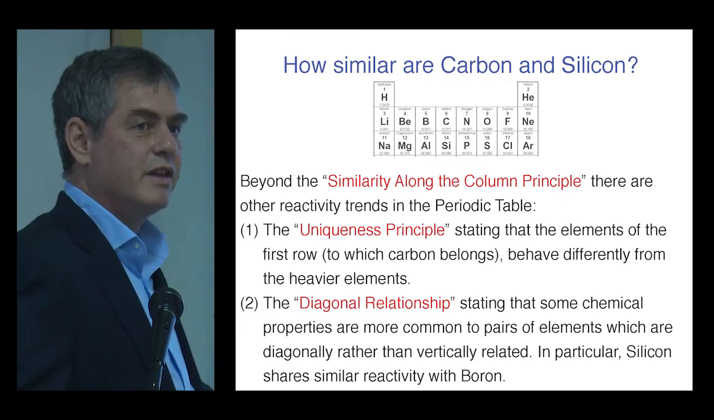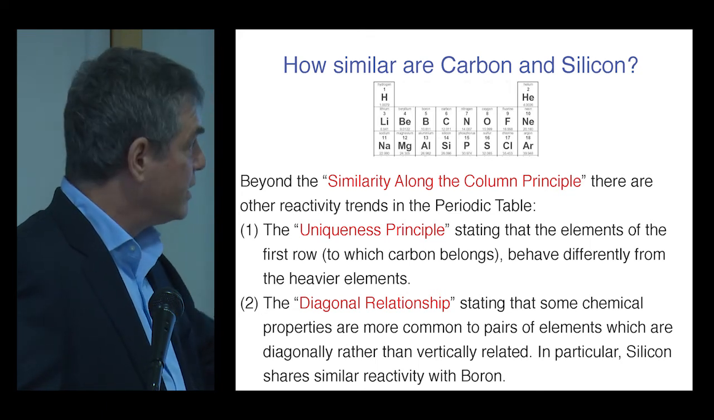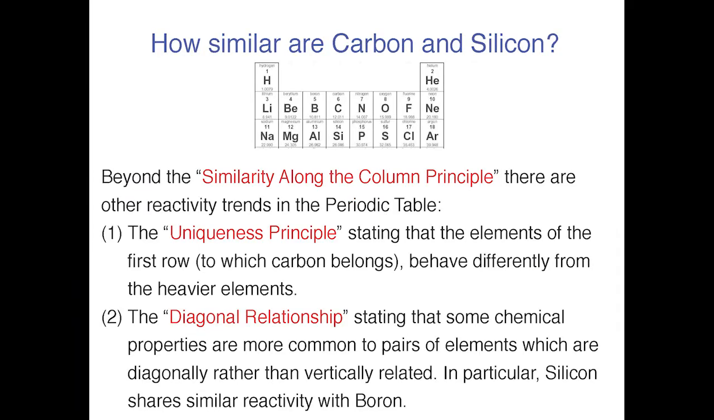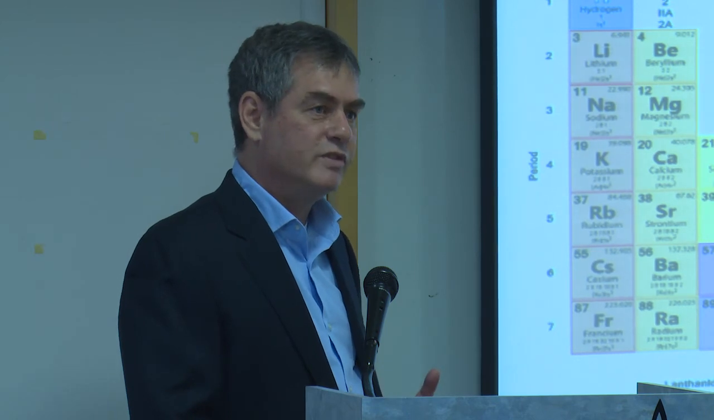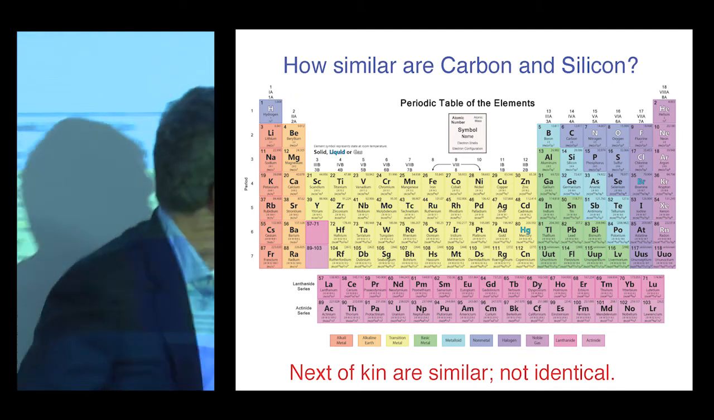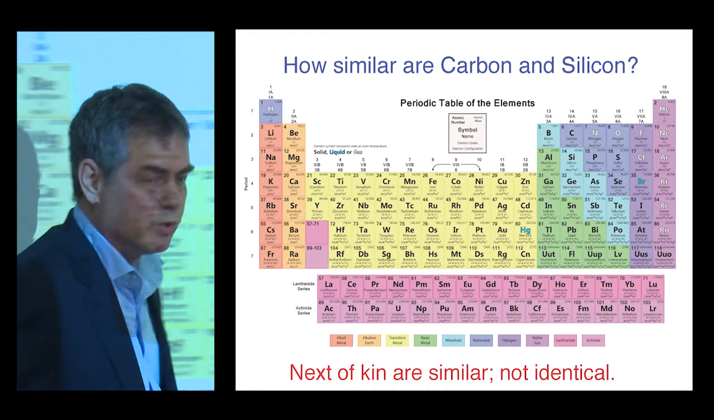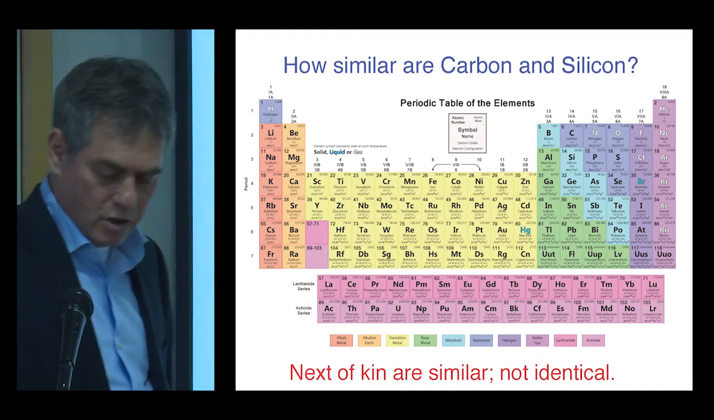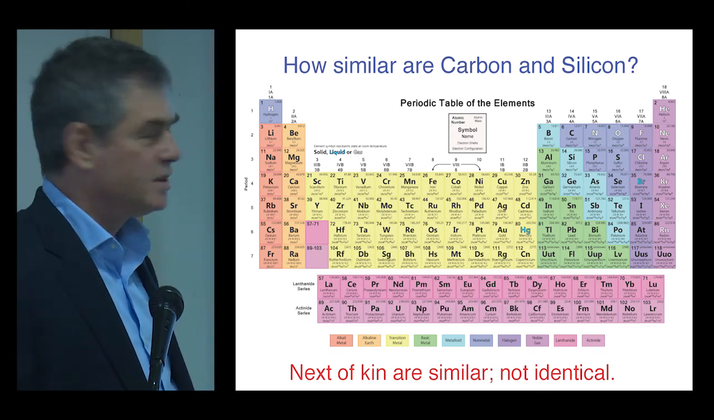In addition, there's another trait called the diagonal relationship, which says that for some traits there are similarities along the diagonal rather than along the column. So silicon has some resemblance to boron, more than it does to carbon. When we look at the more detailed form of the periodic table, with some color codes, we can see that carbon is a non-metal, whereas silicon is a metalloid, and it's closer in some respects to boron than carbon. Namely, next of kin, close relatives, are similar, but not necessarily identical to each other.